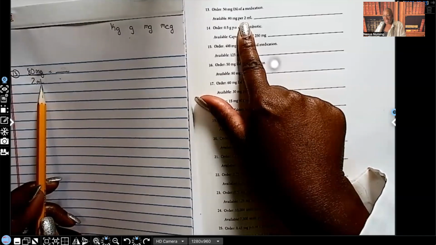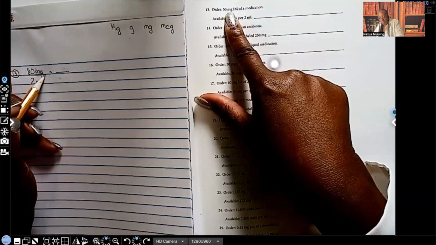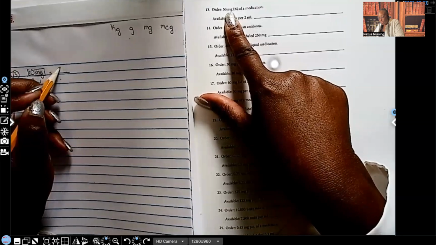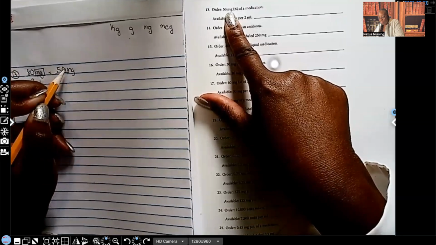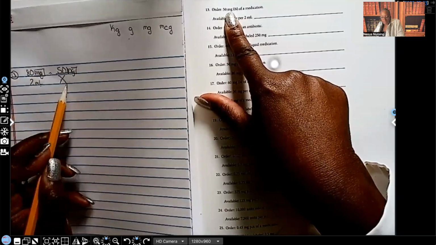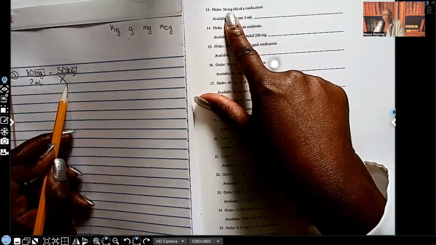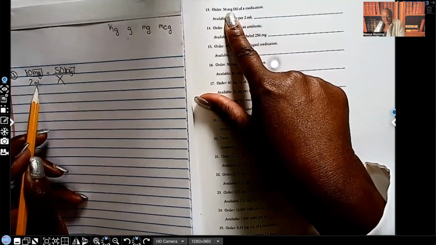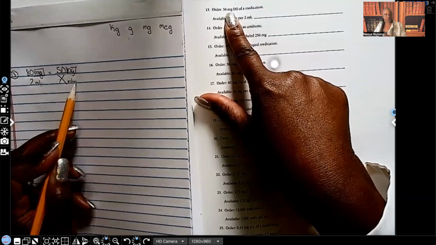The only thing I have left is my 50 milligrams. Am I going to put my 50 milligrams on top or on the bottom? I'm going to put it on top because I have milligrams up here and my units have to match. So I'm going to put 50 milligrams. I'm solving for X because we don't know what that is yet, but whatever I solve for, my unit has to match, so it's going to be X mL. So I have 80 milligrams over 2 milliliters equals 50 milligrams over X.